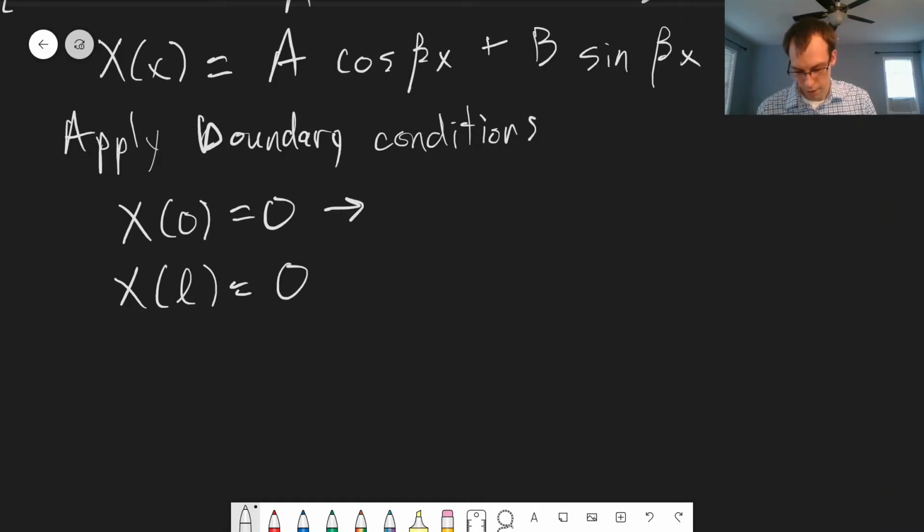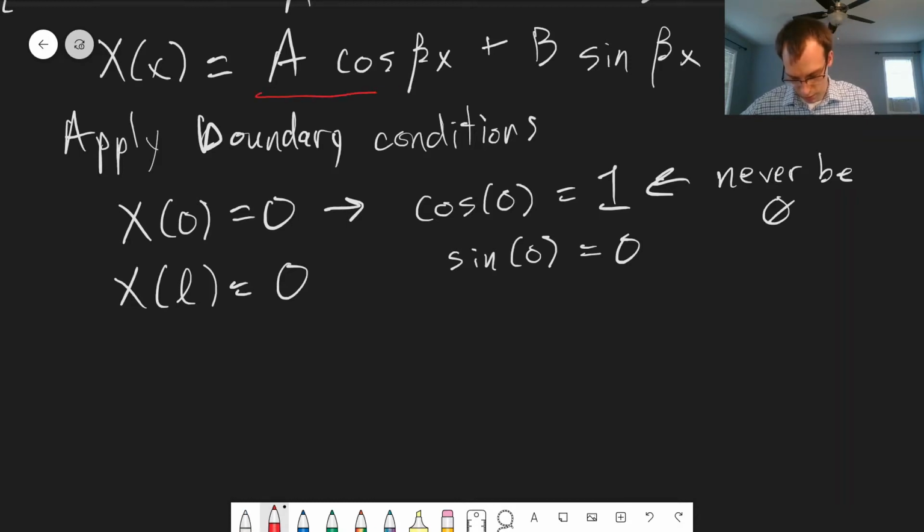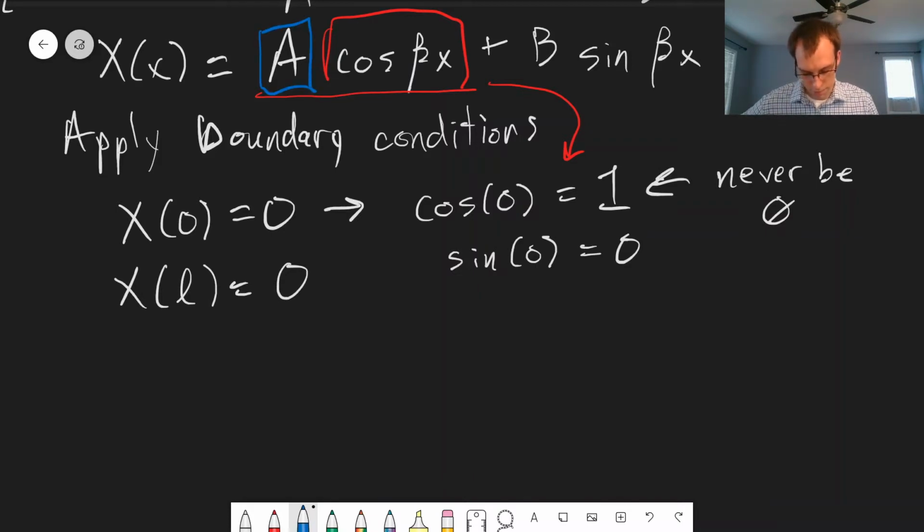So we have a combination of a sine and a cosine. Let's look at cosine of 0 and sine of 0. Cosine of 0 is equal to 1. That's just what cosine is. And sine of 0 is equal to 0. Well, our solution is the sum of a sine and cosine, but this can never be 0. So that means that the cosine part of this term right here can never be 0 because it's always equal to 1 by definition. That means that our constant a has to be equal to 0.